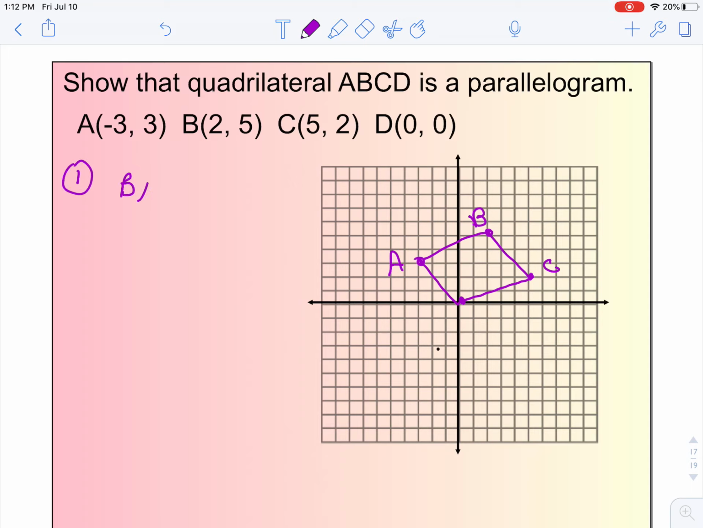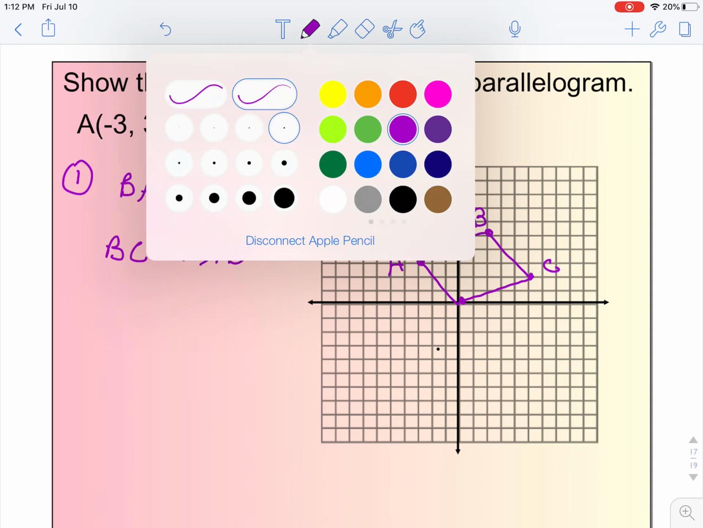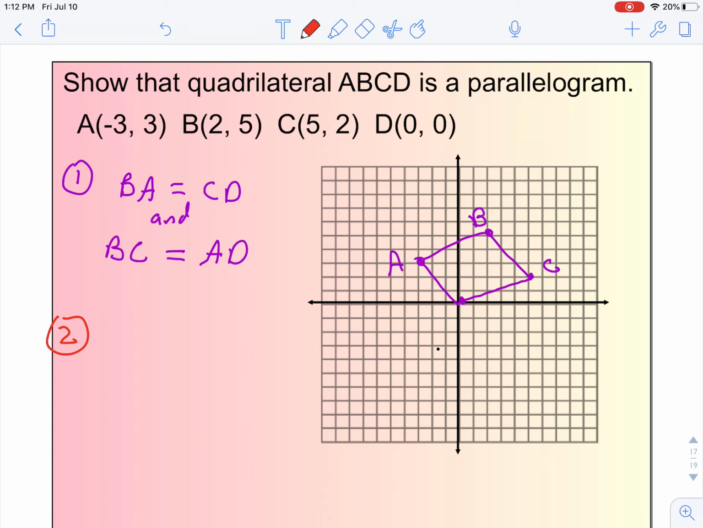Well, one way that would be kind of easy is, we could prove that the length of BA is equal to CD and that BC is equal to AD. That's one way we could do it. Another way we could do it is we could find the slopes of AB, and if it's congruent to DC, that means the lines are parallel, and that AD would be the same slope as BC. If we have congruent slopes or equal slopes, then both pairs of opposite sides would be parallel.